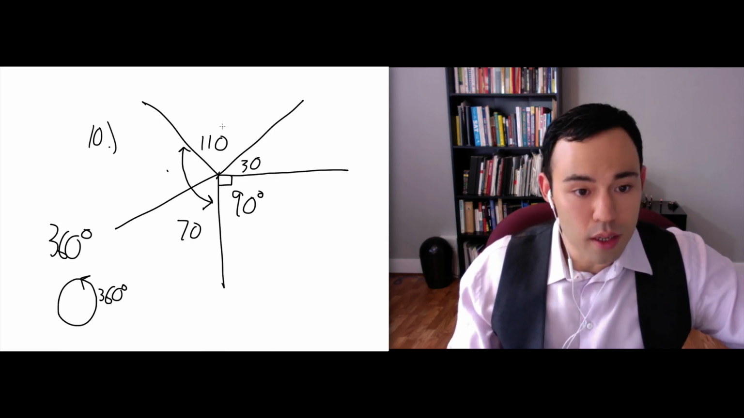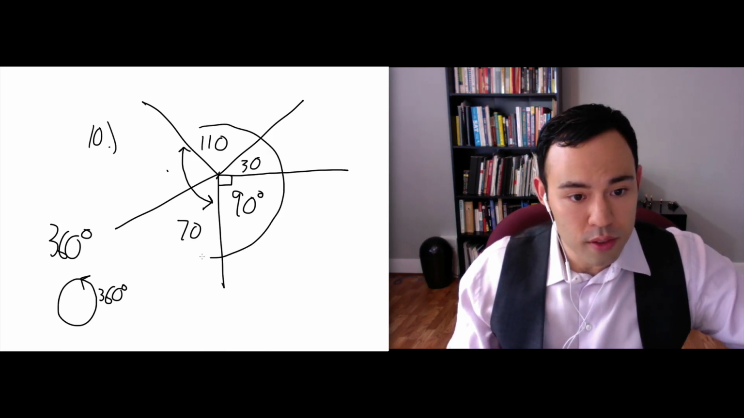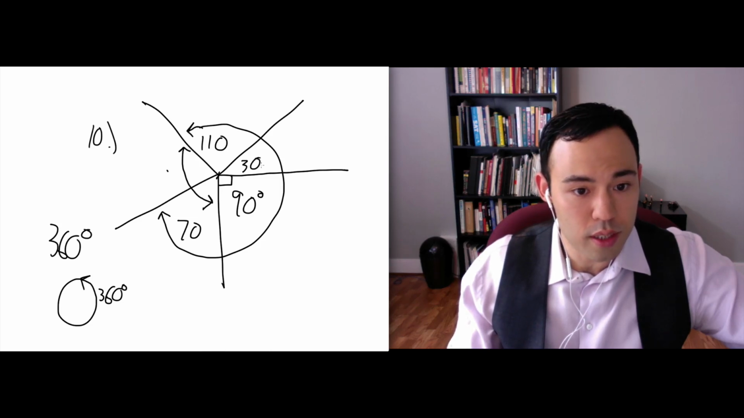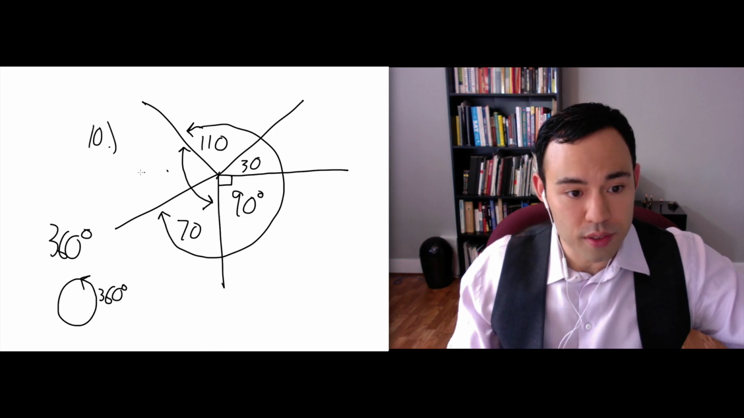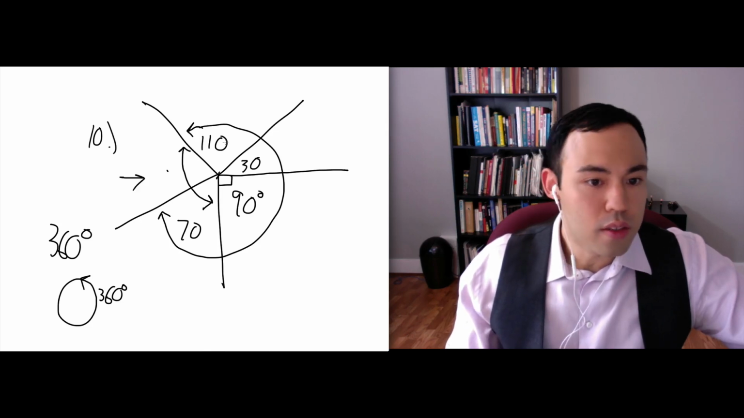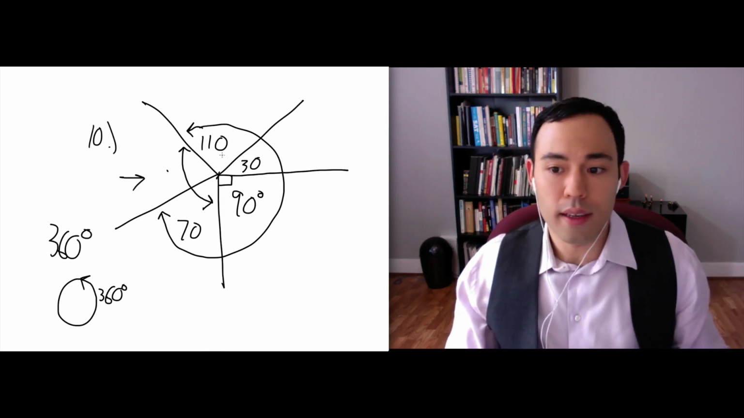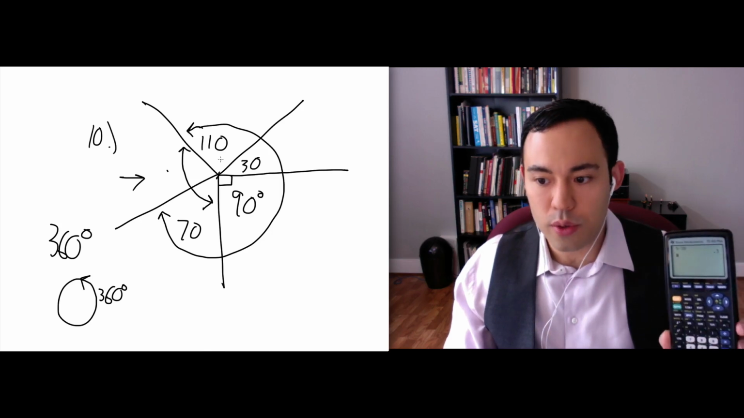And here we have a sizable chunk already taken out of our circle here. We got 110 plus 30 plus 90 plus 70 to figure this out. So let's go ahead, and it's good to be able to do all this in your head.